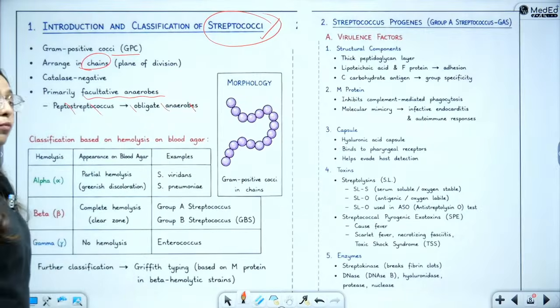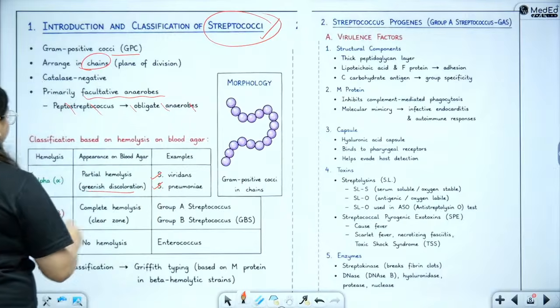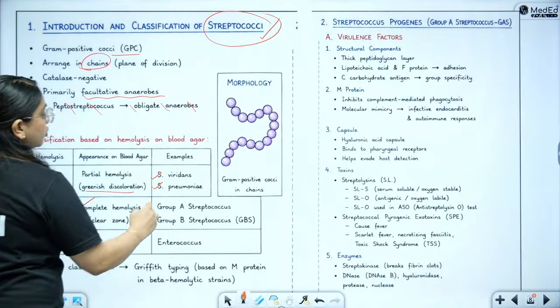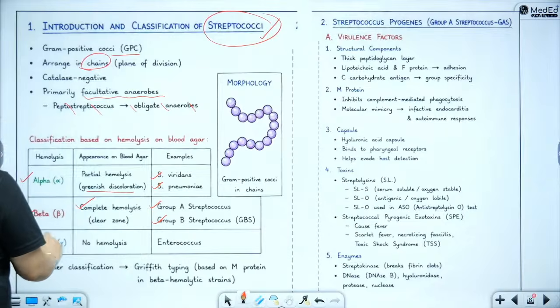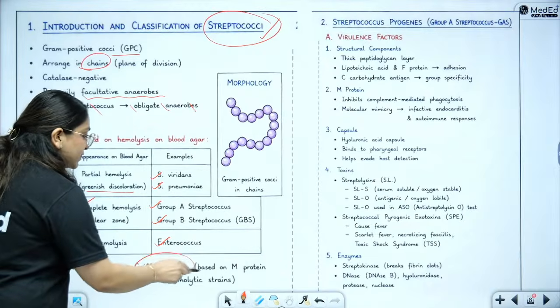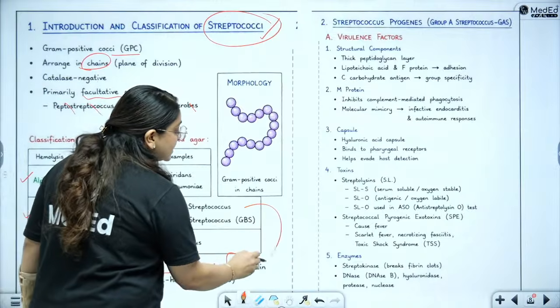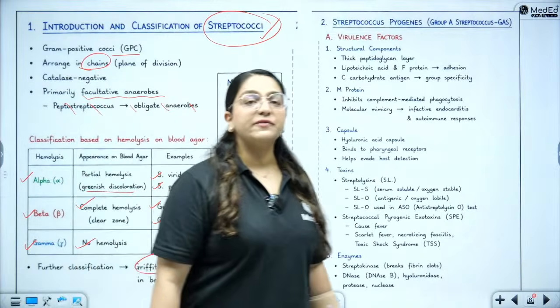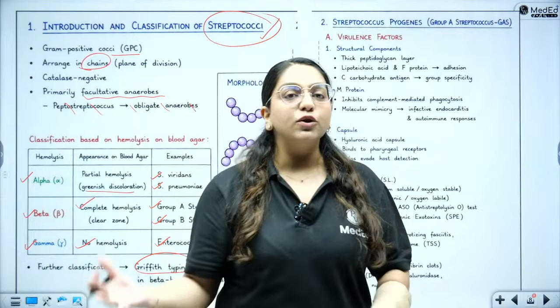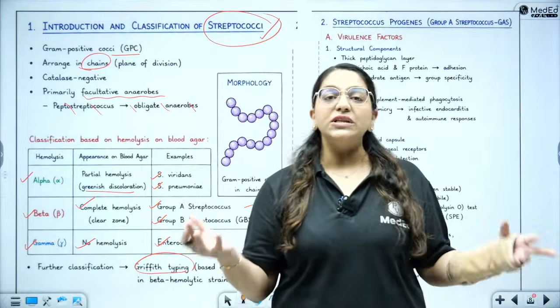So, based on the hemolysis on the blood agar, we are going to classify. Alpha is greenish discoloration shown by viridans and pneumococcus. Beta is complete hemolysis shown by group A and group B, and gamma is no hemolysis, which is shown by Enterococcus, right? Further, group A and group B are classified based on Griffith typing, based on the M protein, only in the beta hemolytic strains. Who has given group A and group B? It is the Lancefield grouping, which is the C carbohydrate antigen on the cell wall.